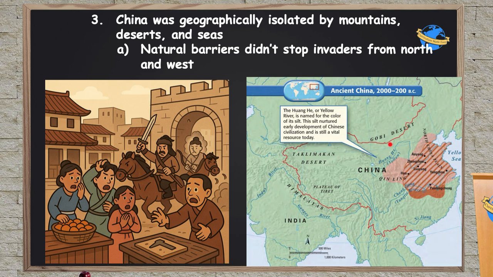And while those barriers do provide some protection, there are going to be some nomadic peoples up here known as the Huns that are going to be coming in from the north and the west, and it's going to cause some real headaches for the Chinese people.